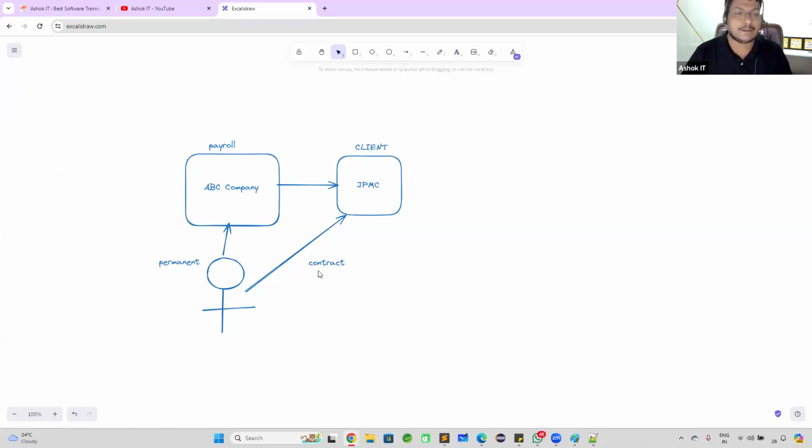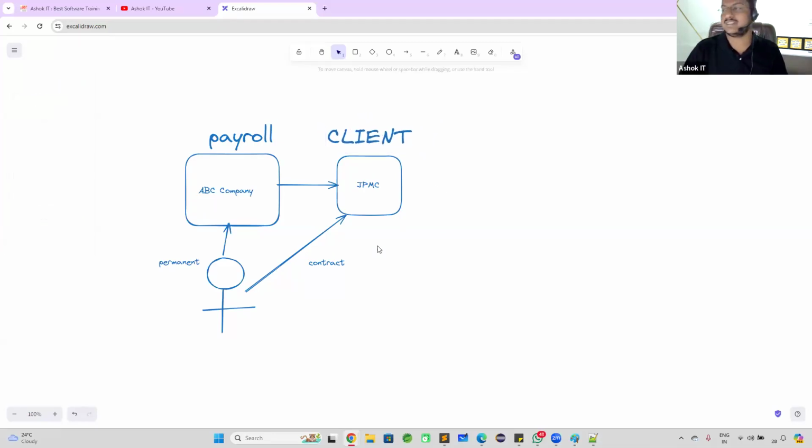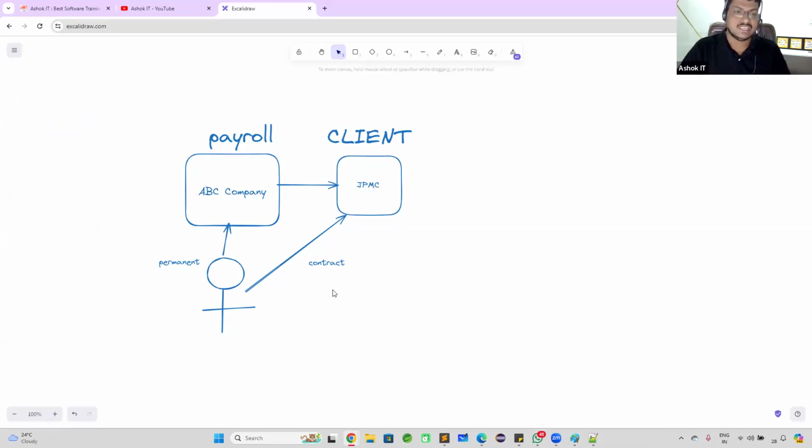So you are permanent for the ABC company. You got selected in the ABC company interview. ABC company will pay the salary for you. They will run your payroll. But ABC company is selling the people to JPMC, JP Morgan, on a contract basis. You got selected for one company. That company sold you out to another company on a contract basis. 6 months you will work for the JPMC project.